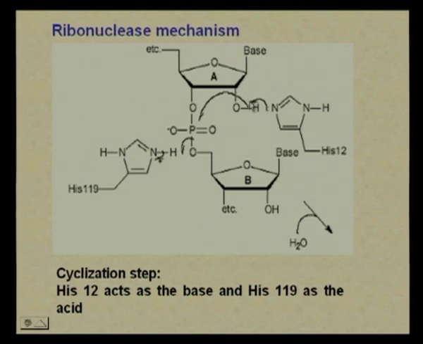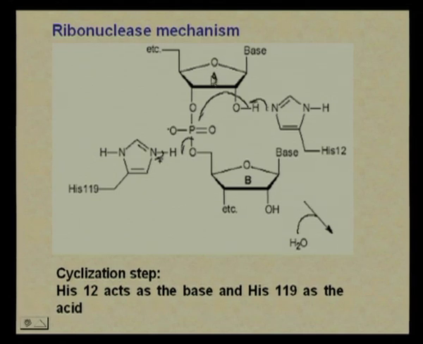Now, what is going to happen, as soon as this proton is abstracted, there is a cyclic formation forming a cyclic phosphate. You see what is going to happen is this O minus is going to attack this phosphate. Once it attacks the phosphate, this is going to be cleaved. Once this is cleaved, then this O is going to take up the hydrogen from histidine 119. So, histidine 119 acts as an acid. Okay? So, let us go through this once more.